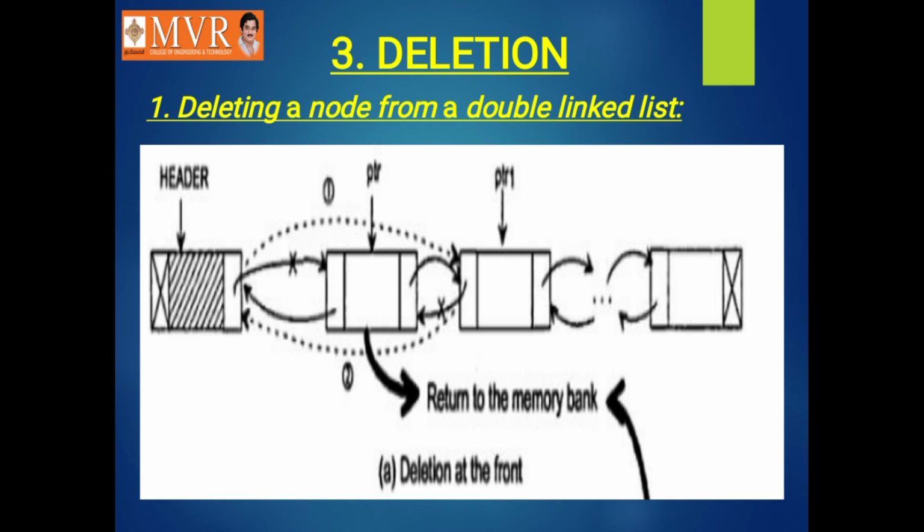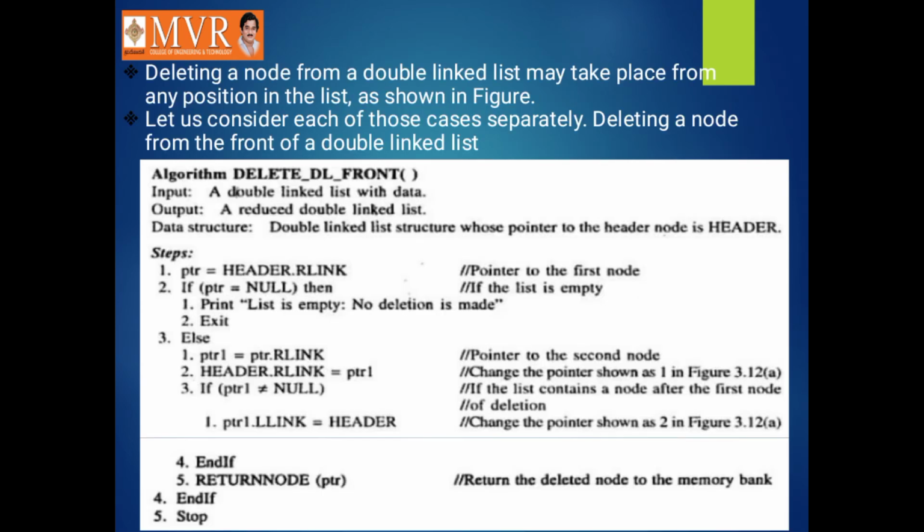The garbage collector is nothing but a program. This will collect all the deleted nodes and give them back to the memory manager, and the memory manager will place them in the memory bank. Okay, the algorithm for deleting a node from a double linked list is given here.